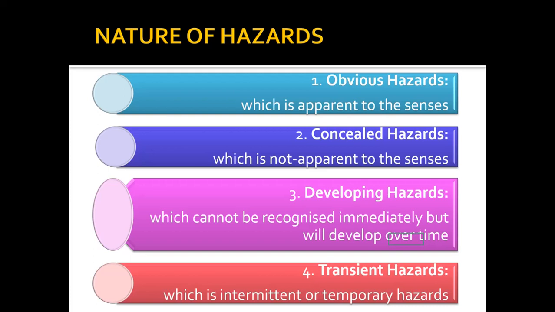Let's continue with nature of hazard. Number one is obvious hazard, which is apparent to the senses. Concealed hazard, which is not apparent to the senses. Developing hazard, which cannot be recognized immediately but will develop over time. And transient hazard, which is intermittent or temporary hazard.